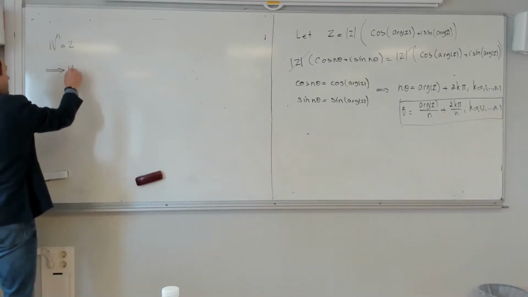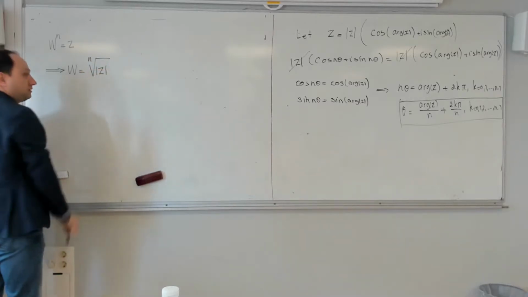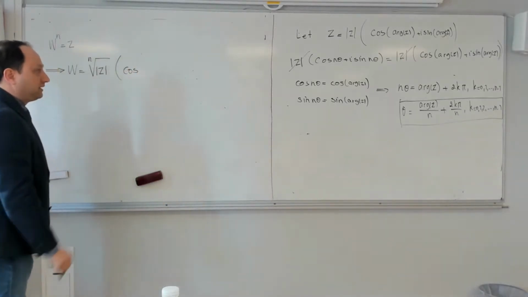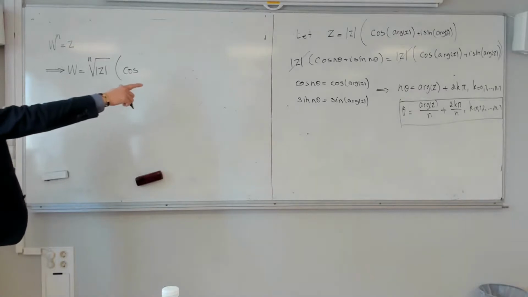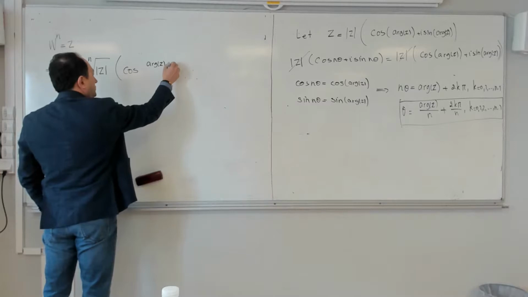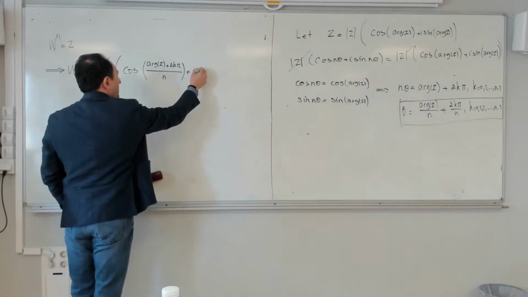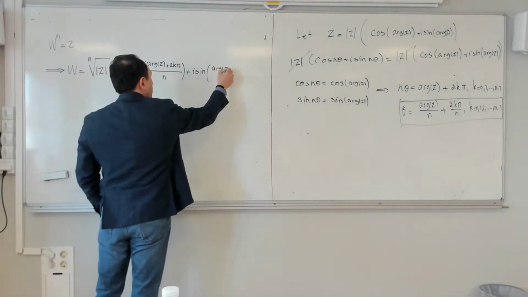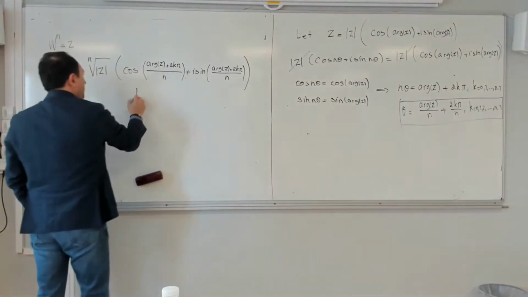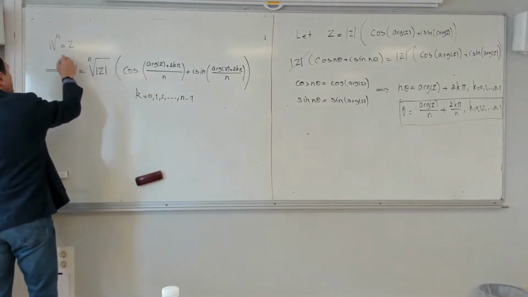So w is equal to the nth root of the absolute value of z, and then cosine theta, which is that number. So it becomes argument of z. Let me combine them. 2k pi over n plus i sine argument of z plus 2k pi divided by n, where k is 0, 1, 2, up to n minus 1. So this is your formula.